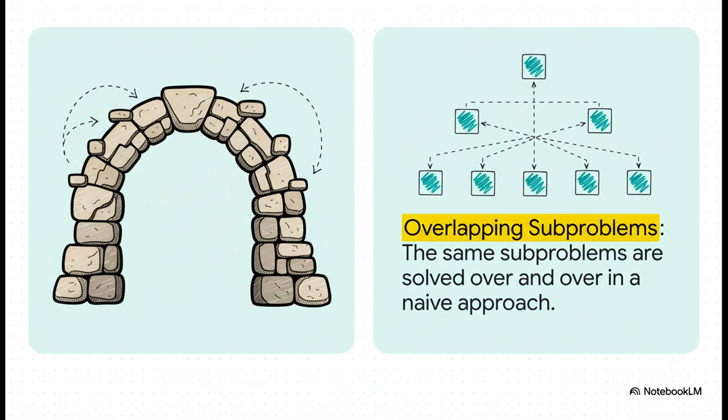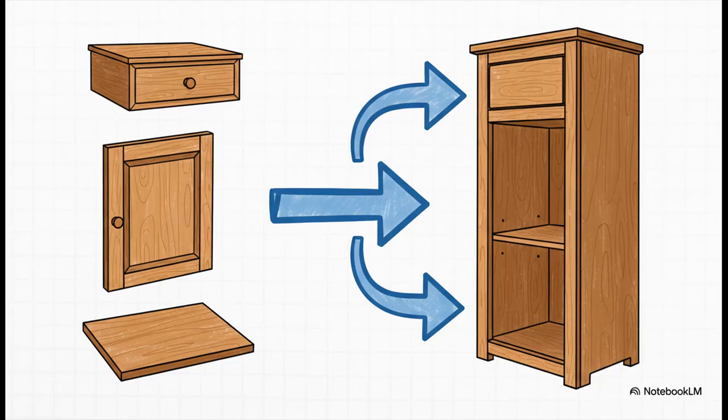Dynamic programming is smart enough to solve it once and save the answer. I absolutely love this analogy. Think about building a piece of IKEA furniture. You don't just start nailing random boards together, right? No, you build the drawers perfectly first, then you build the main frame perfectly. You make each little subpart as good as it can be so that when you put them all together at the end, the whole thing works. That is the essence of optimal substructure.